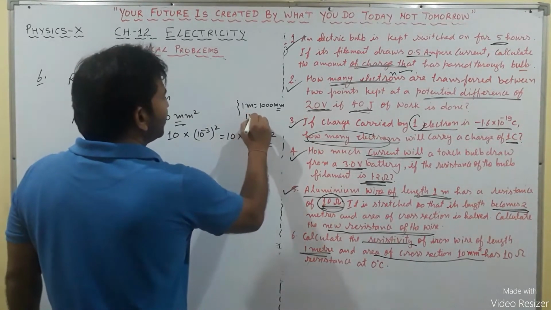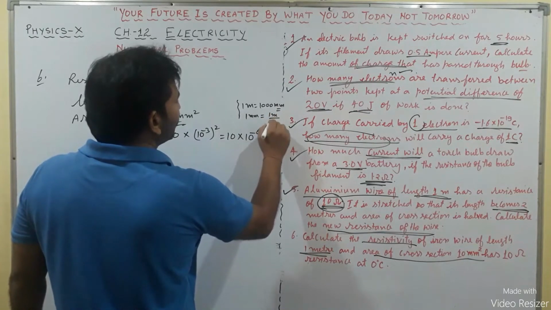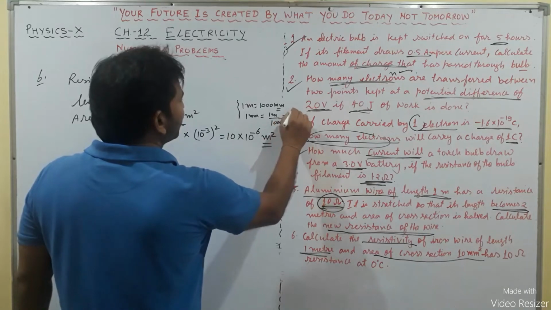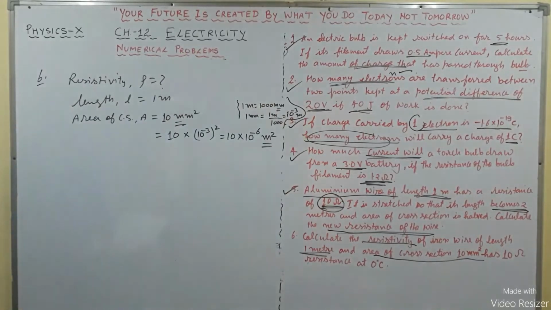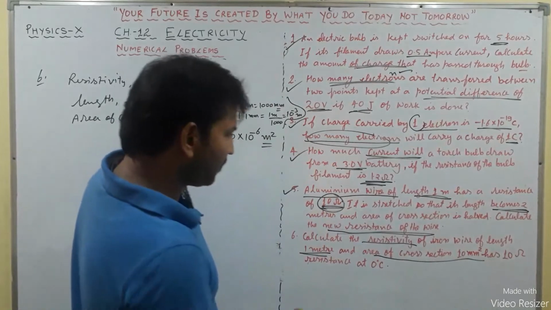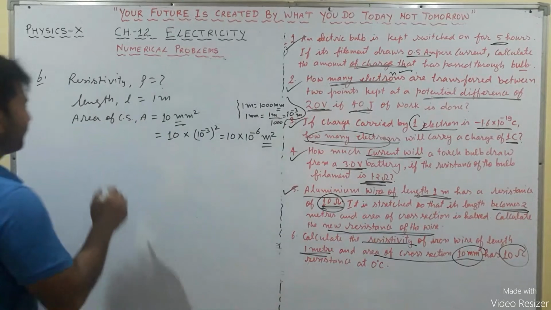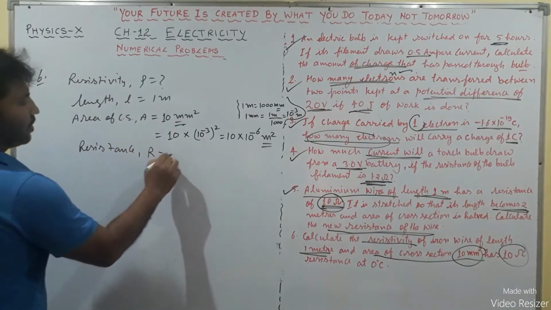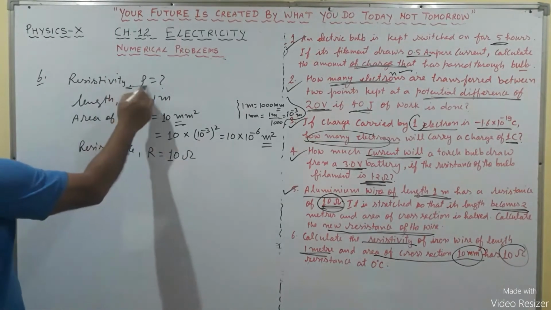And here 1 millimeter is equal to 1 meter upon 1000, or you can write 10 raised to power minus 3 meter. Okay. And what else is given? The area of cross section is given, and the resistance R is 10 ohm. So we need to find the resistivity.